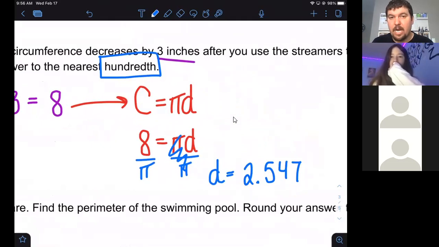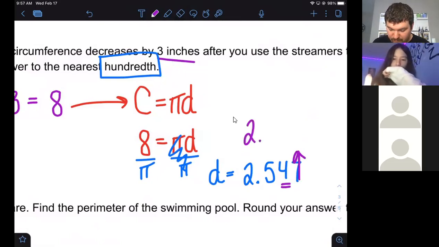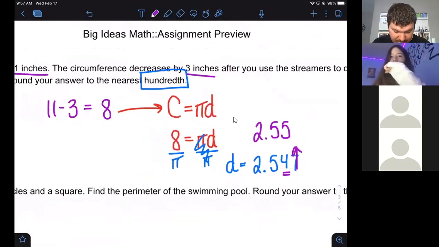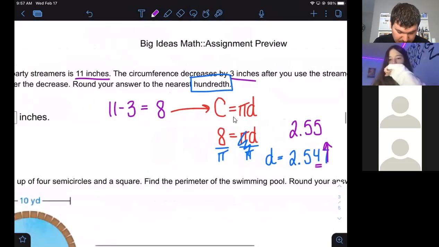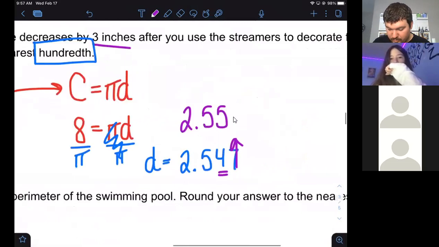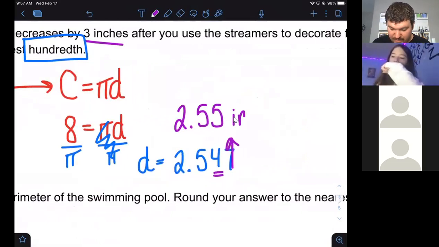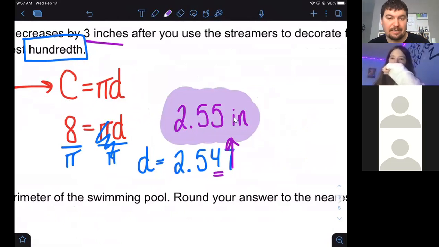Is the 7 enough to bump the 4 up to a 5? What do you guys think? Yeah. It is. It's enough to bump it up. Good. So we're going to say our answer is 2.55, and we're measuring in inches. It says 11 in, yeah. So 2.55 inches, and that's going to be rounded to the nearest hundredth. We got to look at the 3rd decimal place to see if it bumps up or not, which it did.